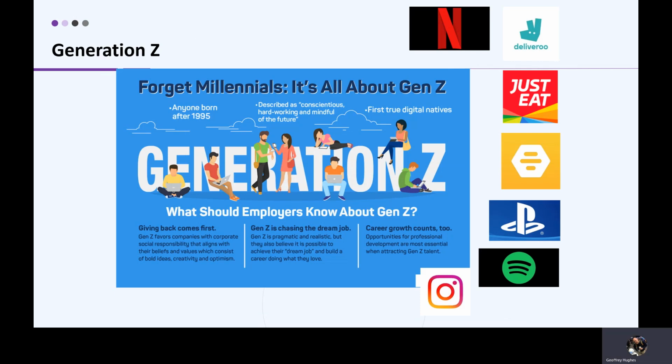But what we need to remember is that we're delivering to Generation Z students now. Generation Z students are classed as the first true digital natives. They're defined as conscientious, hardworking, mindful of the future. They're looking to give back. They're always chasing that dream job, and they're looking at growth.